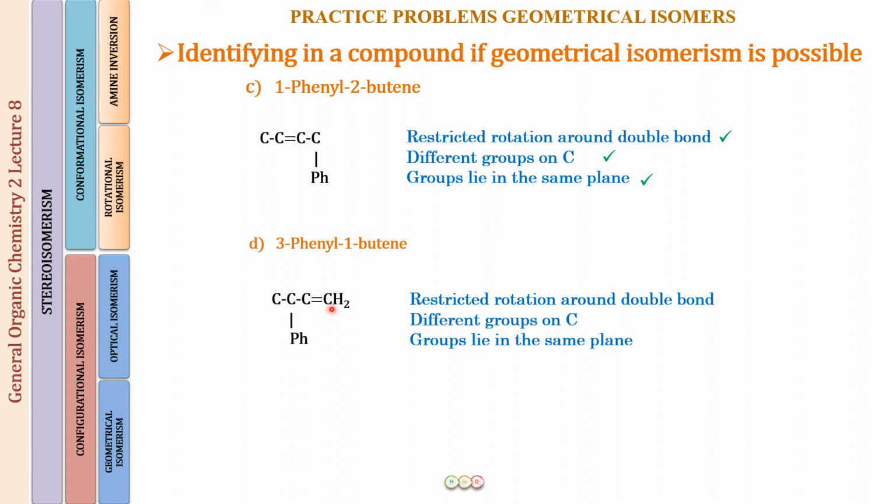So we have a double bond, a restricted rotation is present. Different groups, again you can see that this carbon is attached to two hydrogens, so they are not different groups on the carbon. So structure number D is also not going to show geometrical isomerism. So the correct option over here is going to be C choice.